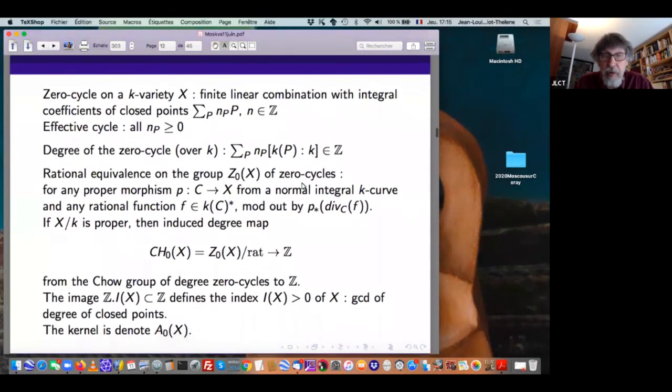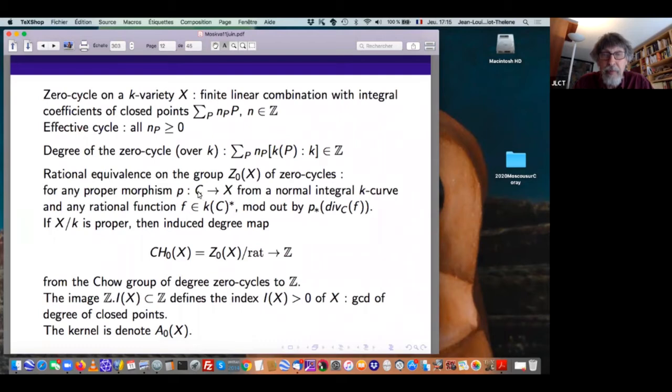There's a notion of rational equivalence on the group of zero cycles. Each time you have a proper map from a normal integral curve C to X, and you have a non-zero rational function f on your curve, you take the divisor of that function, which produces a zero cycle on C, and you push it down in the usual way, down to X. Okay? And so rational equivalence is the equivalence which is generated by all the possible such triples (p, C, f).